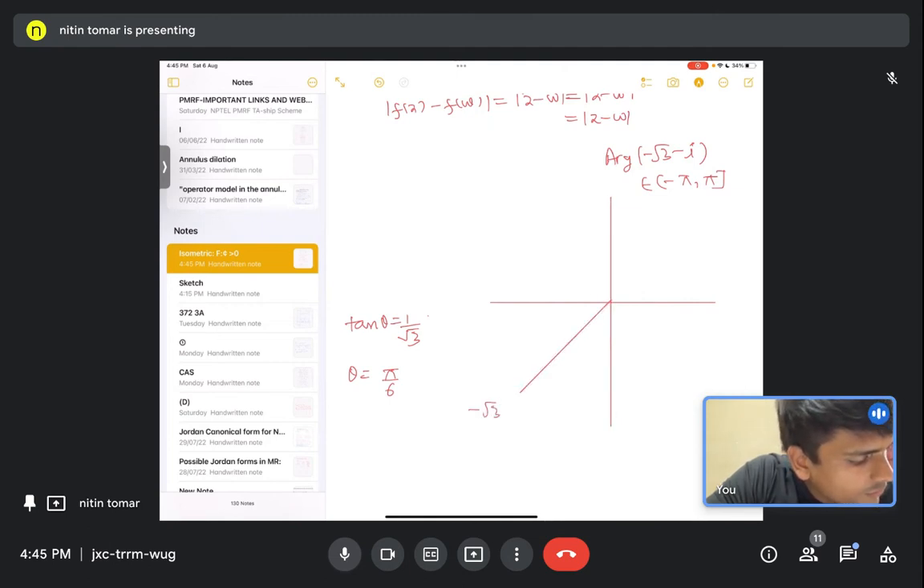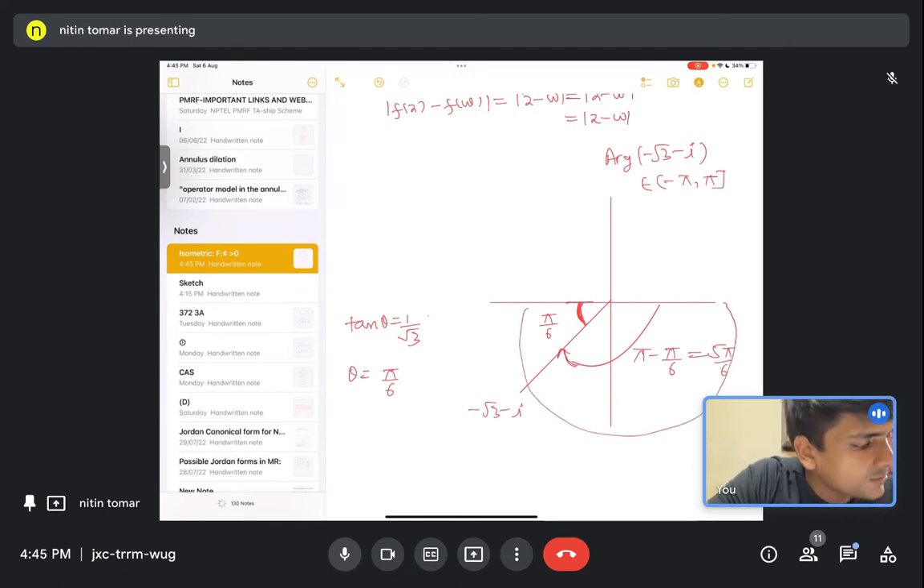If this is your minus root 3 minus iota, then this angle is pi by 6, measured from this axis. But for the principal argument below the first half, you measure the angle from here. So this angle will be pi minus pi by 6, which is 5 pi by 6, because this semicircle is pi and this part is already pi by 6.